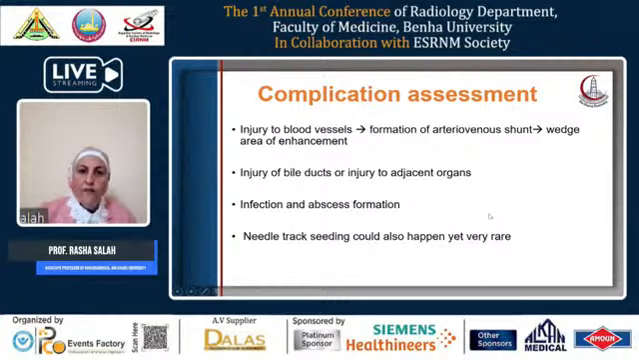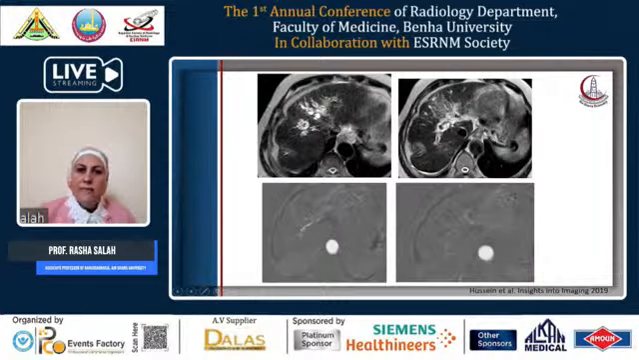Another role of imaging is to assess complications after interventions, which could include injury of blood vessels with formation of arteriovenous shunting, injury of the biliary ducts, and abscess formation, which is not common but can be encountered especially after TACE. And also needle track seeding, which can occur sometimes in radiofrequency ablation, and nowadays we are not seeing this rare complication. This is an example of a treated focal lesion which appeared to be well treated, yet there was injury to the biliary tree with adjacent mild intrahepatic biliary dilatation.